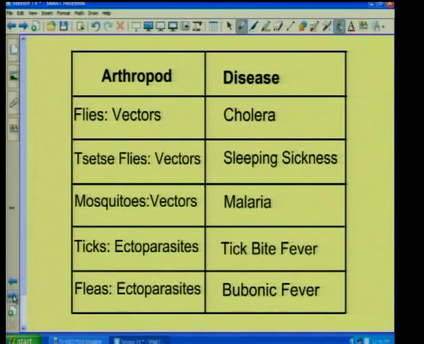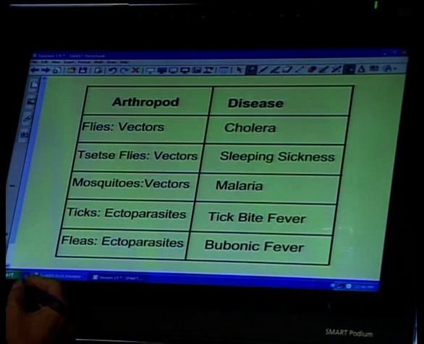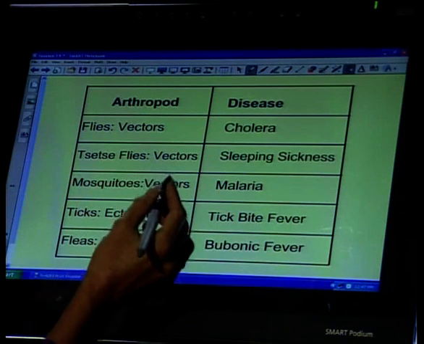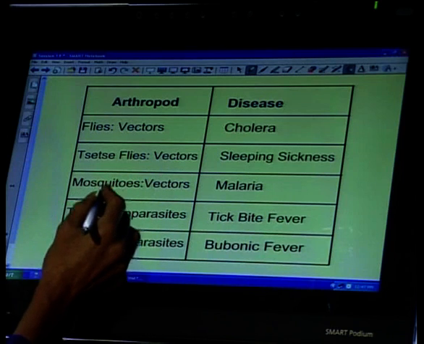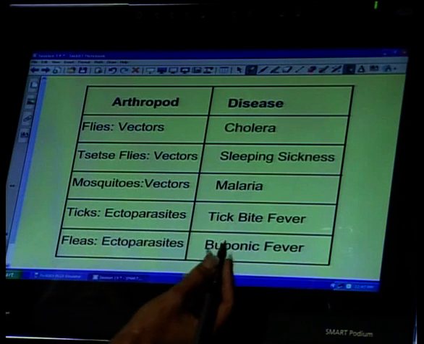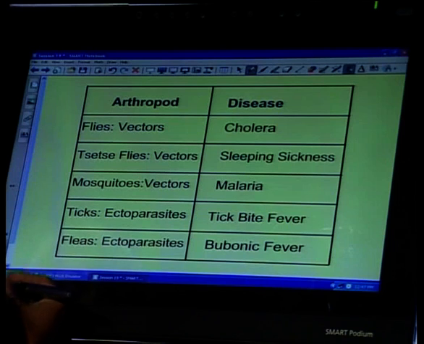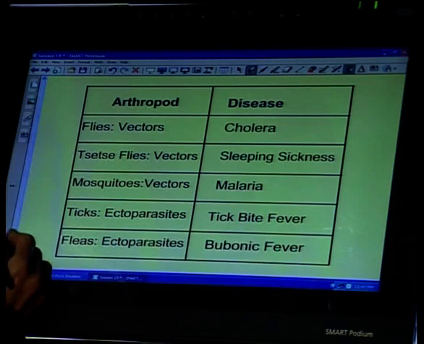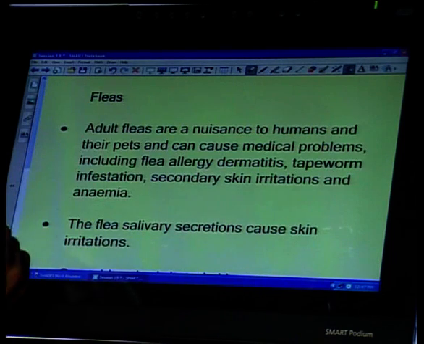They can transmit cholera very easily. Remember, a fly goes and sits wherever it wants to, like on feces or whatever, and then it comes and sits on your apple, which you're about to bite. So never eat food that's been around where flies have been doing their thing. Then you've got the tsetse flies, also a vector. It causes sleeping sickness. Mosquitoes, malaria. Ticks, they're ectoparasites, tick bite fever. My vets just had tick bite fever. Fleas, also ectoparasites. You have bubonic plague. So you need to watch out for all these disgusting things.